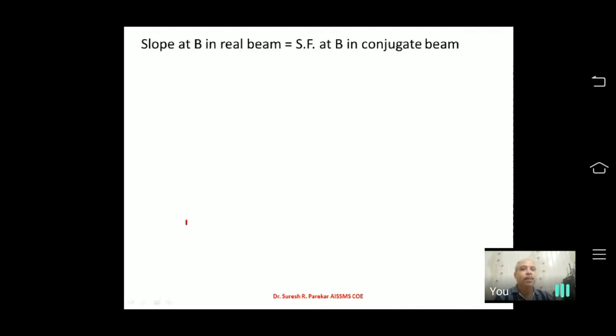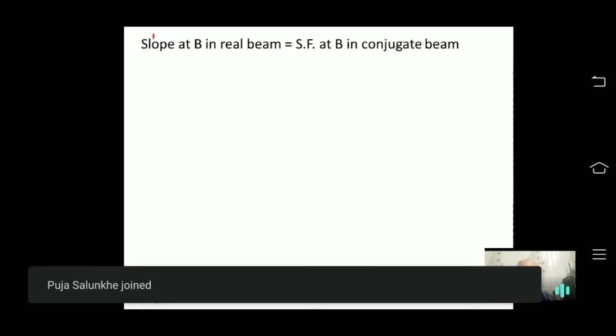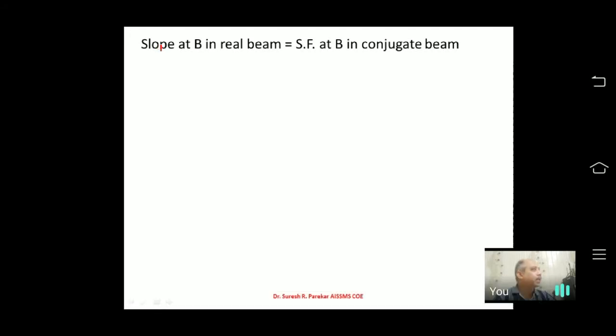Now the slope at B in the real beam is equal to the shear force at B in the conjugate beam. So this is again important. Slope we are going to get in the real beam, but where do we have this shear force? We have this shear force in the conjugate beam. So the slope at B in the real beam is the shear force in the conjugate beam.